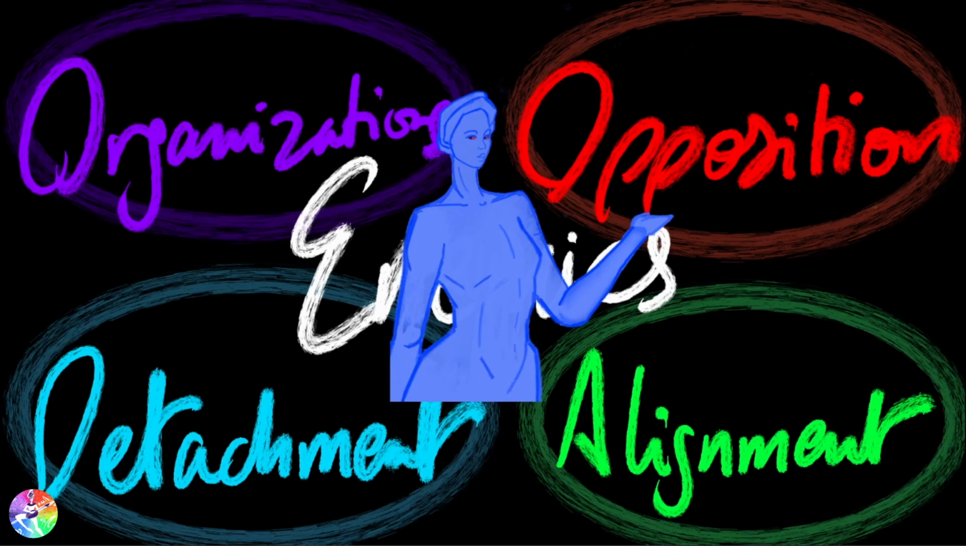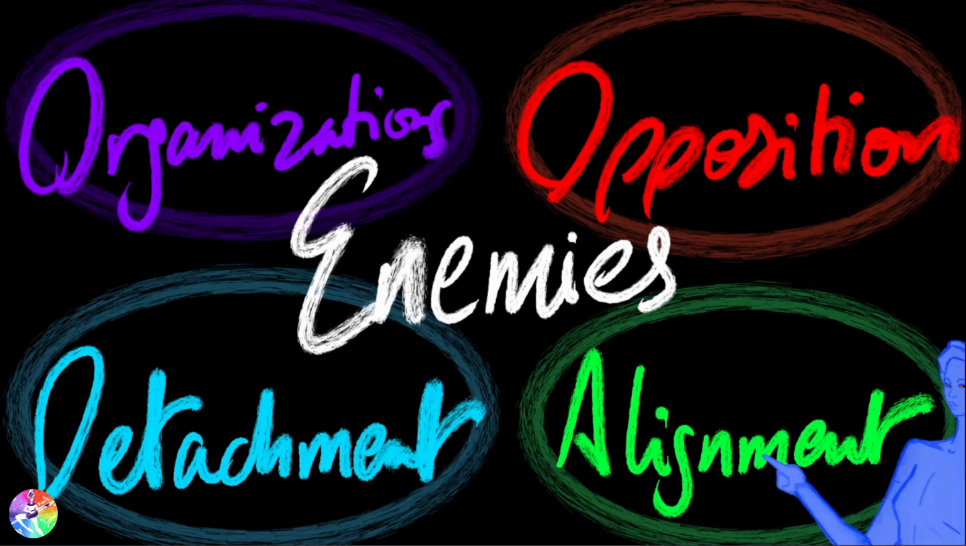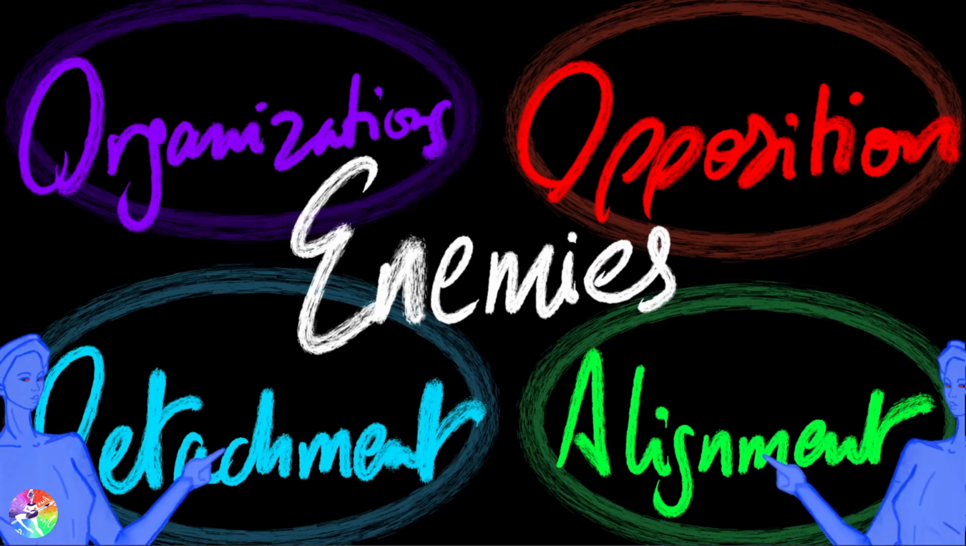Enemyship is based on alignment most of the time. Enemyship is based on what your character is supposed to do, is forced to do, is meant to do, not necessarily what she wants to do. So enemies are extremely detached and they're based on alignment.